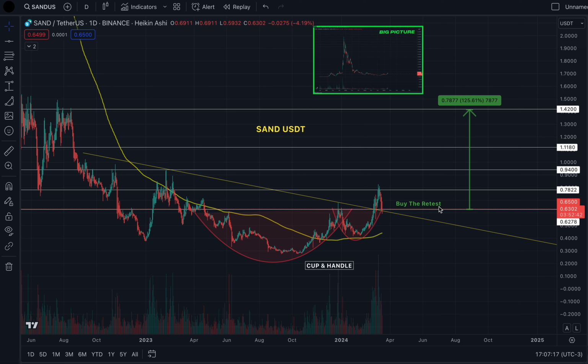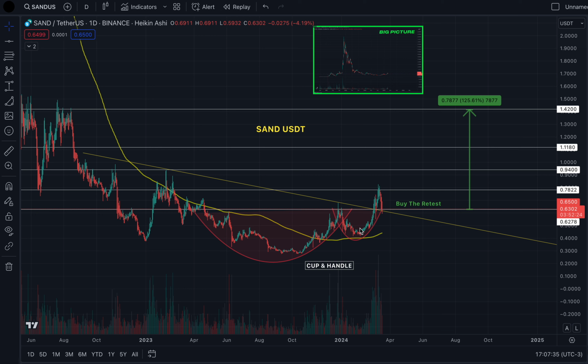But we don't just have the neckline of this cup and handle pattern, which is the line to watch when thinking about entering a buy the breakout trade or a buy the retest trade. We've also got this lovely long-term diagonal line, which is being respected by the price action. It's acting as resistance here, here, here and here.